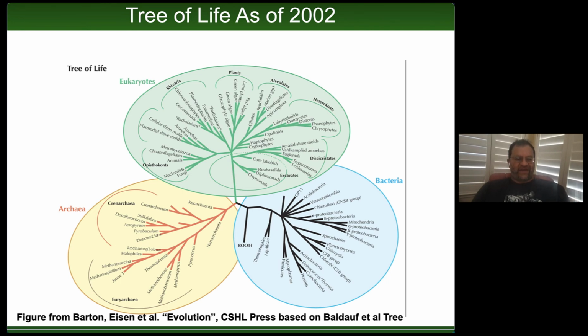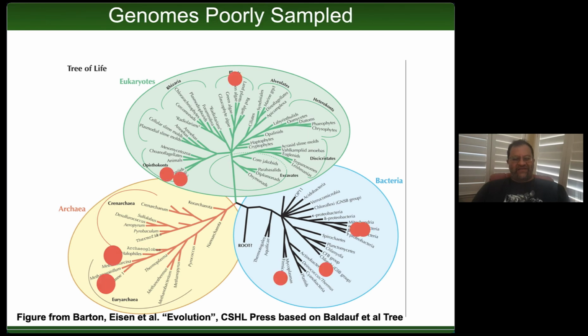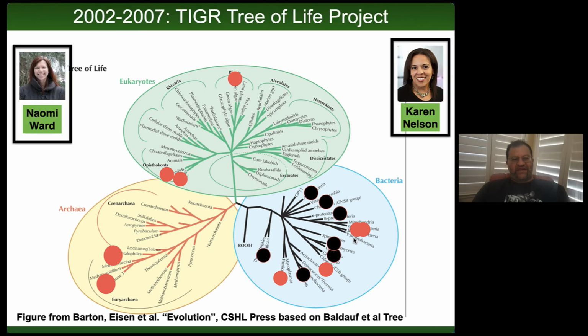So as of 2002, this is what our model of the tree of life looked like. This was before the Loki archaea revolutionized our idea of eukaryotic evolution and how eukaryotes may actually be a subgroup of archaea, but we'll ignore that for now. The points still hold. Here is a tree with lots of diversity, but across the tree of life, most of the genomes were coming from only a few of the branches at the time.